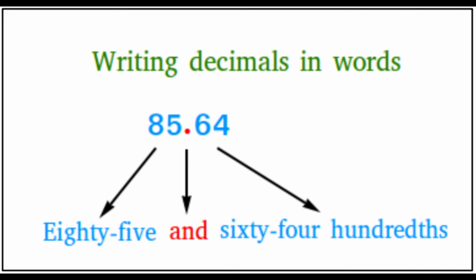Then after the decimal point, I see 6 tenths and 4 hundredths. But underneath it's just said 64 hundredths. Why not 6 tenths and 4 hundredths? Well, there's a simple reason for that. It's just a lot harder to say 6 tenths and 4 hundredths. So instead we sum it up as 64 hundredths. Let me show you why in a place value chart.